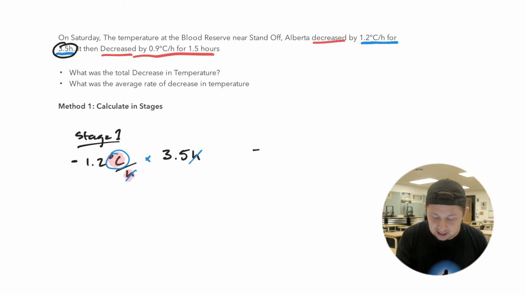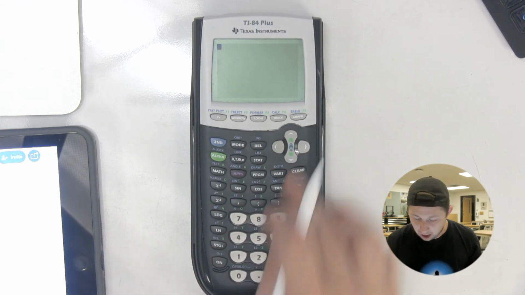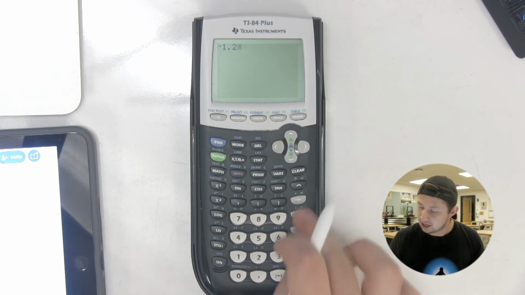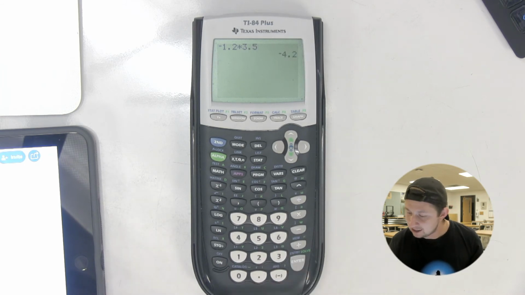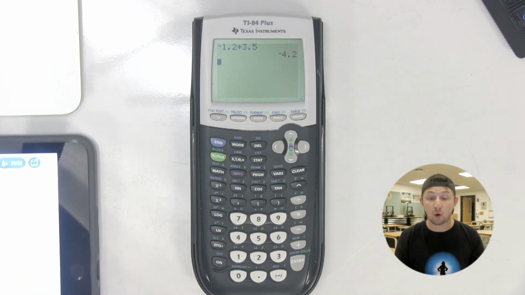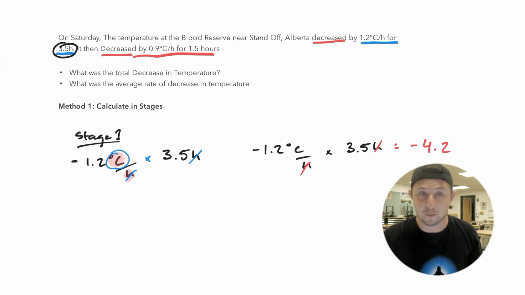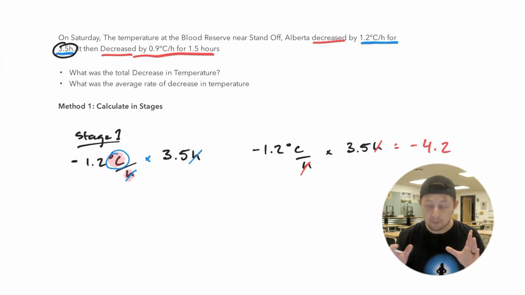So it's going to look like this: negative 1.2 degrees Celsius per hour times 3.5 hours. Hours and hours cancel each other out, and now all I have left to do is calculate it. On my calculator, I'm going to go negative 1.2 times 3.5, and that gives me negative 4.2. So over the course of those 3.5 hours, our temperature dropped 4.2 degrees Celsius.